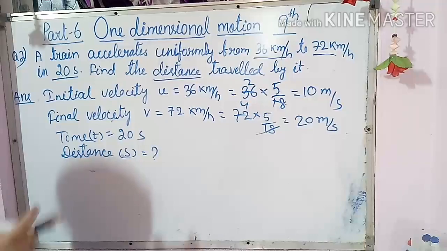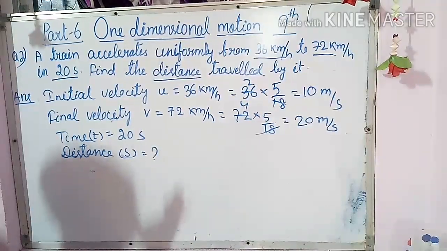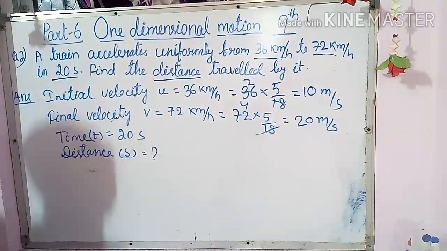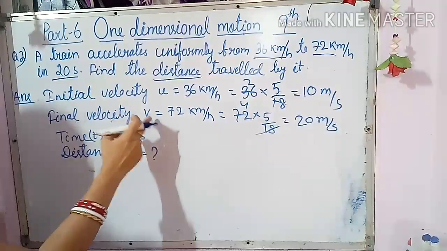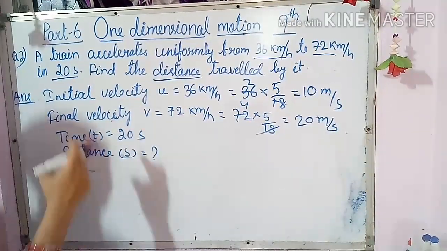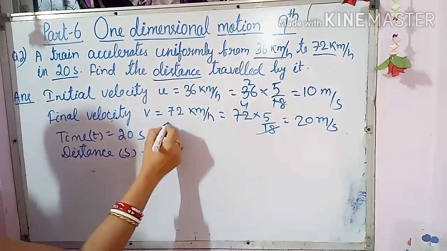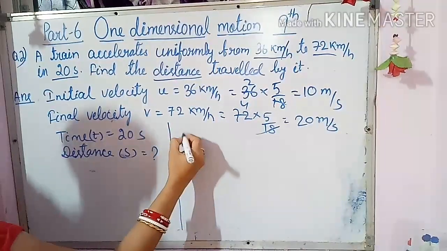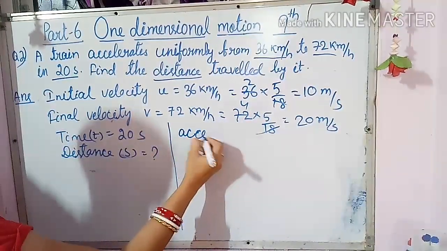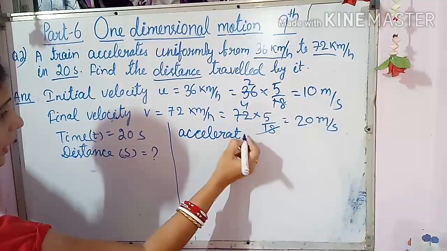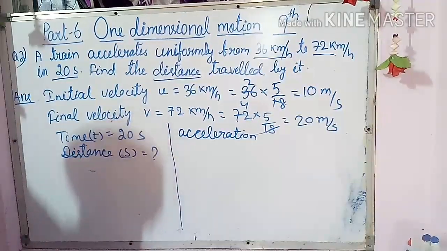So your first work is to find out the a. How will you calculate the acceleration? Now you see the conditions. V, U, T has given. So directly you can find out the acceleration here. So your first duty is to find out the acceleration here. Like this you have to analyze all the numericals.